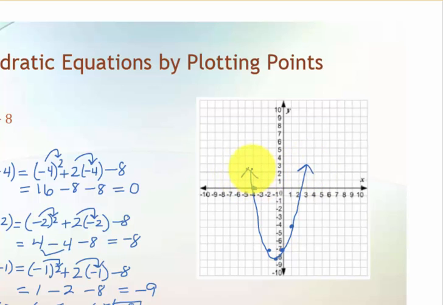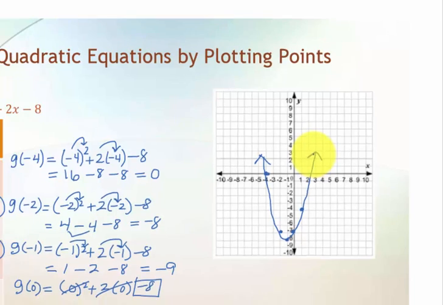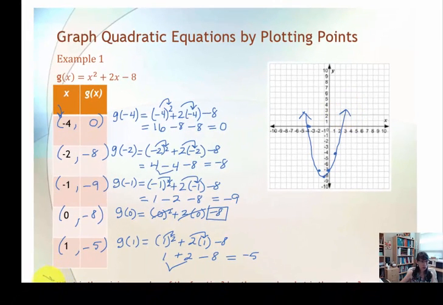And don't forget to put the arrows on the ends of your parabola. And our final question for this parabola is, what is the minimum value of the function? In other words, what is the vertex?